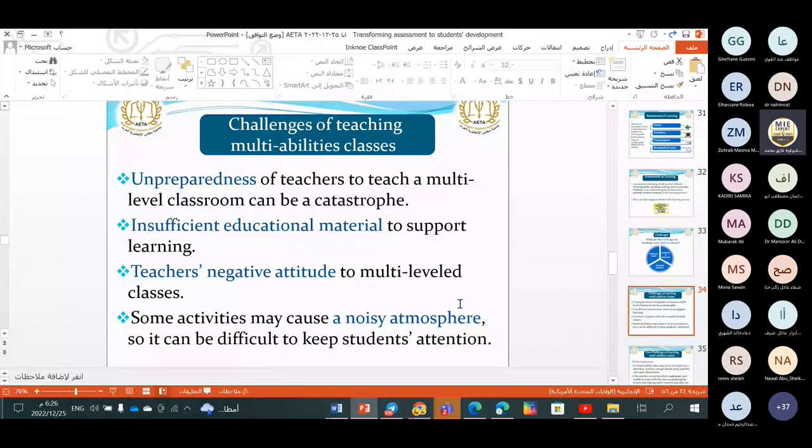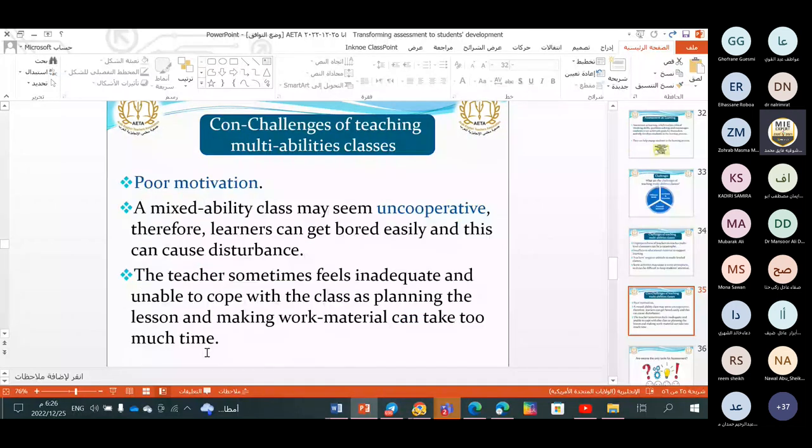Some activities may cause a noisy atmosphere, as we said, they make a mess, so it can be difficult to keep students' attention. Those are some important challenges. Also, poor motivation, either for students or for teachers. A mixed ability class may seem uncooperative. Therefore, learners can get bored. It means they cannot cooperate with each other, so students will be bored easily, and this may also cause mess and disturbance. The teacher sometimes feels inadequate and unable to cope with the class, as planning the lesson and making work material can take too much time. As we said, it is time consuming.